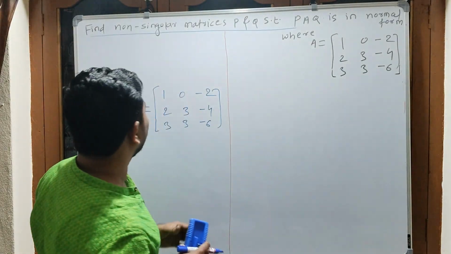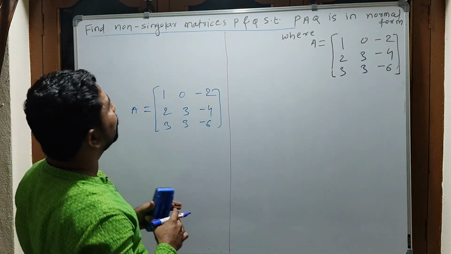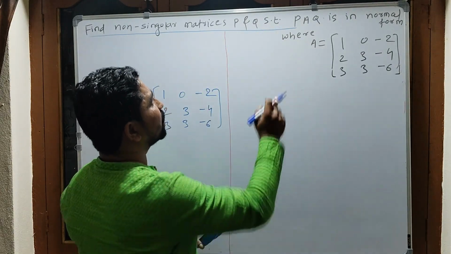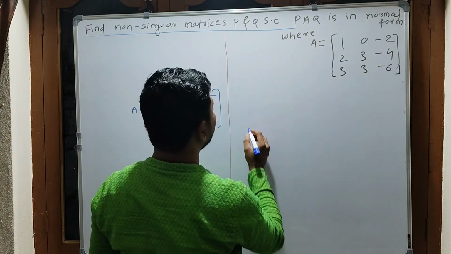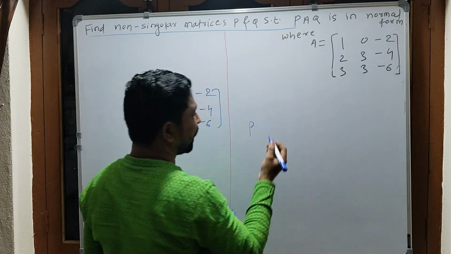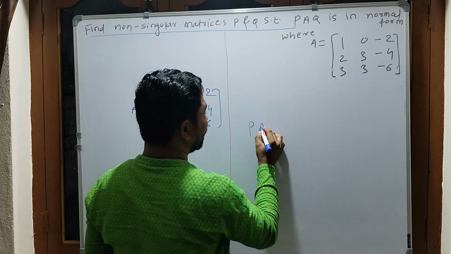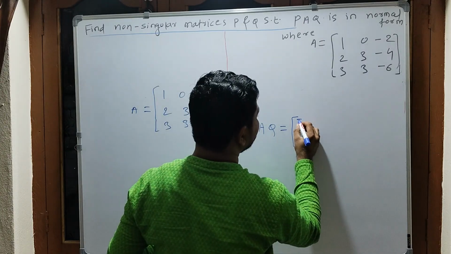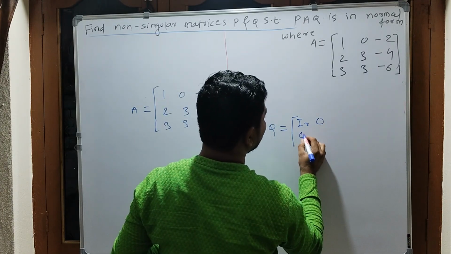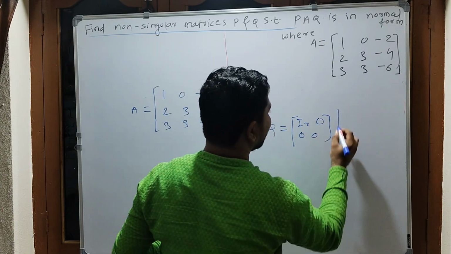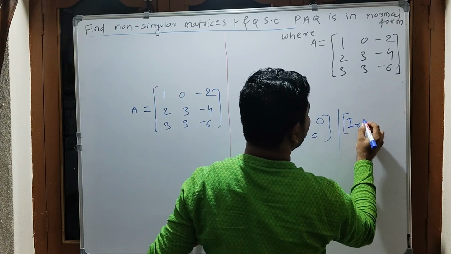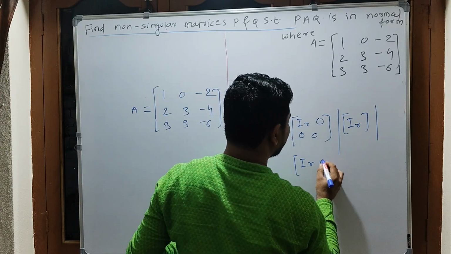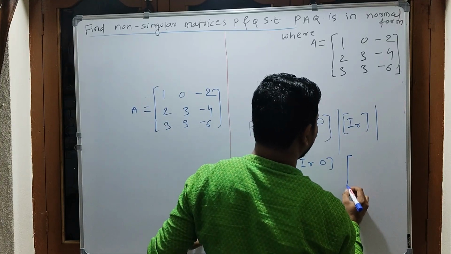I want to find the non-singular matrices P and Q such that the product PAQ is in the normal form. That means after finding this P and Q, PAQ is in the normal form, that is, either in the form of Ir 0 0 0, or this form, or this form.